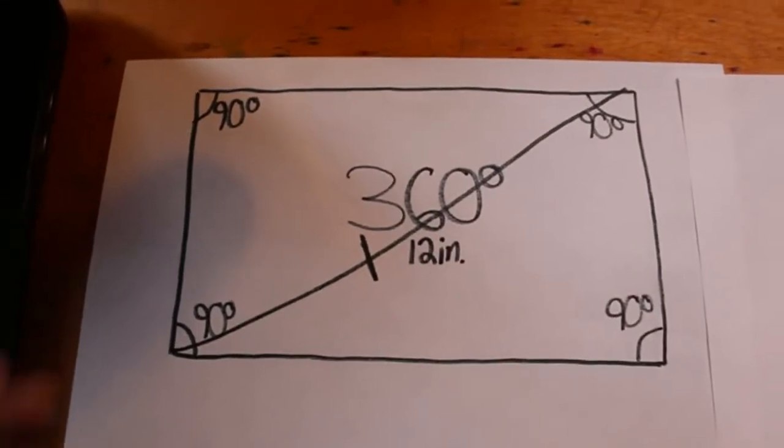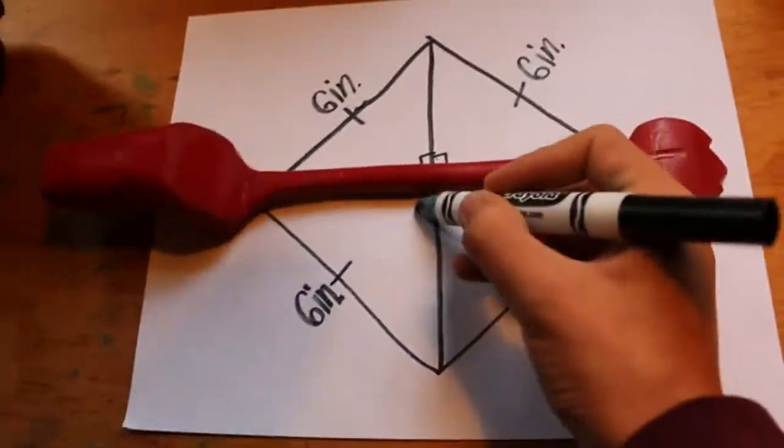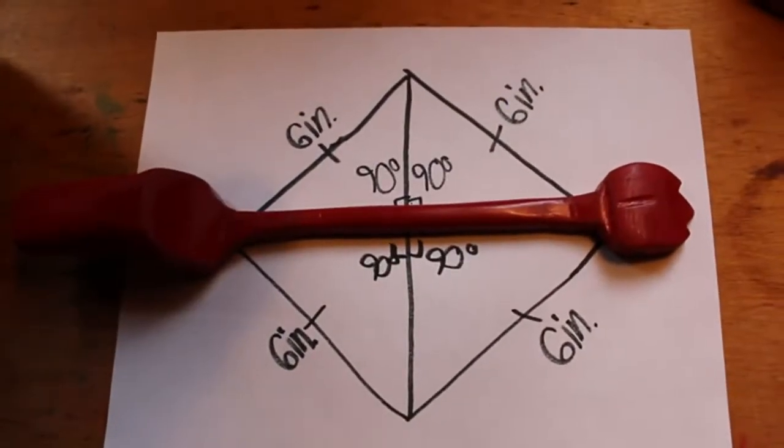Unlike a rectangle, which has 4 congruent angles, a rhombus has 4 congruent sides. Both have diagonals that bisect the angles, and the diagonals are perpendicular, which means the angles made by the diagonals equal 90 degrees.